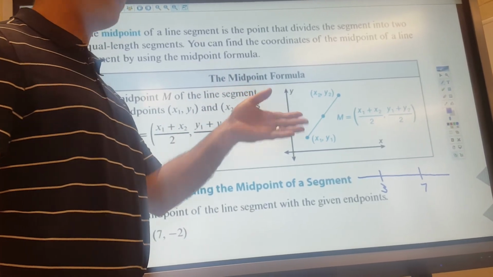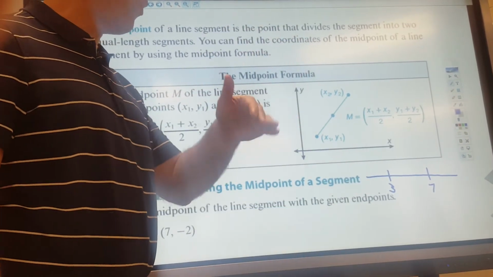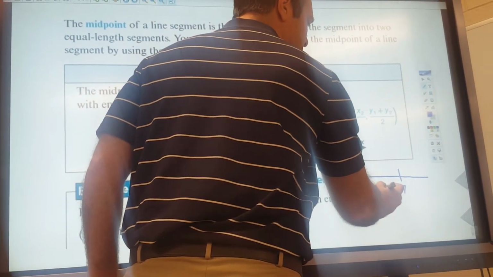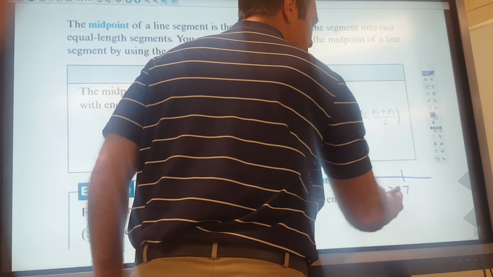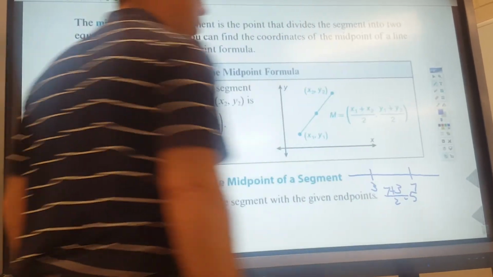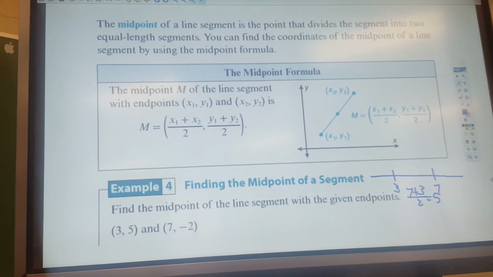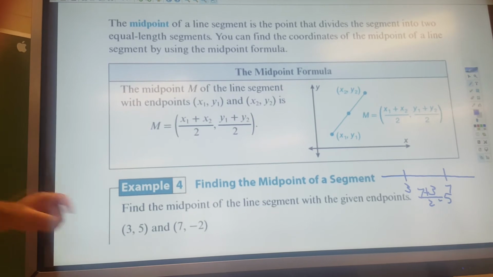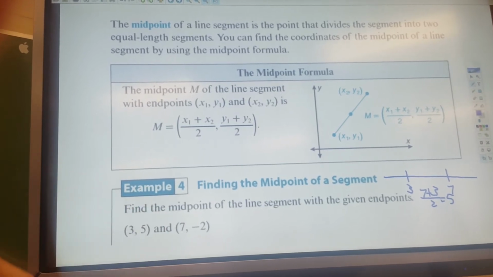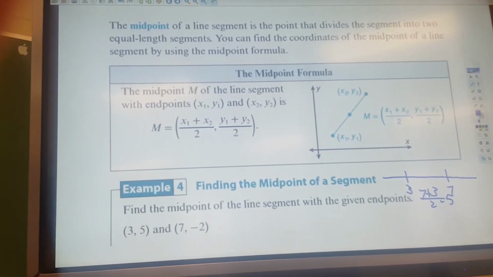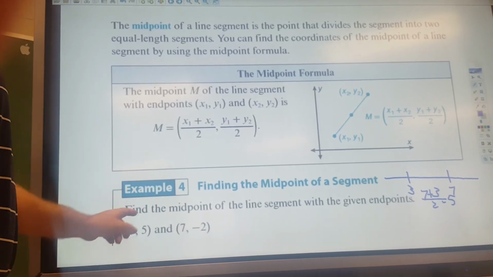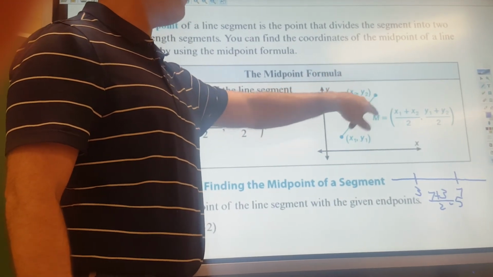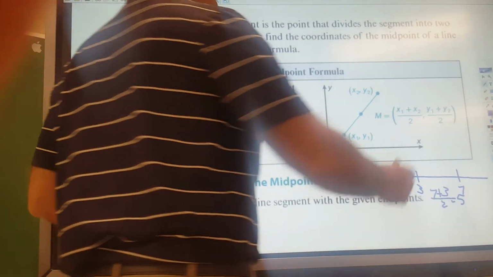Another way you think about middle is average, or mean. The average of the two numbers will give us the midpoint, or the middle of the two. So 7 plus 3 is 10, divided by 2 is 5. This is what we're going to do when we have coordinates. If I want to find the middle of my two x coordinates, I'm going to add them and divide by 2. If I want to find the middle of my y coordinates, I'm going to add them and divide by 2. There's a formula right there: x1 plus x2 divided by 2, y1 plus y2 divided by 2.